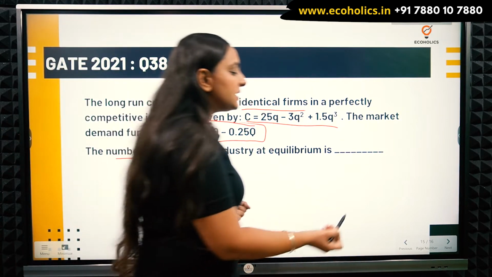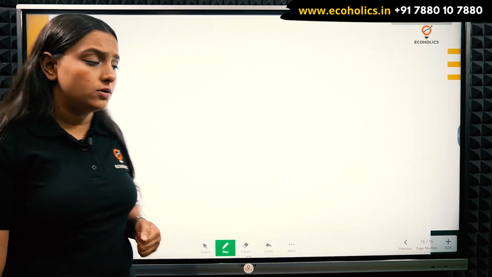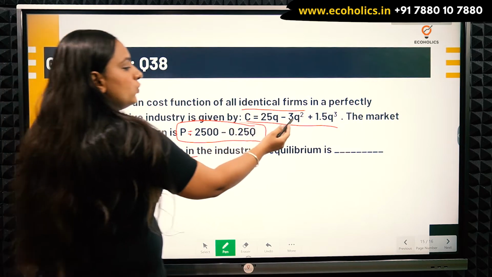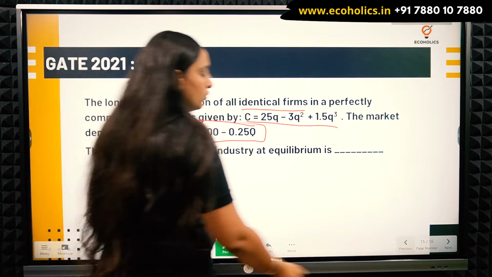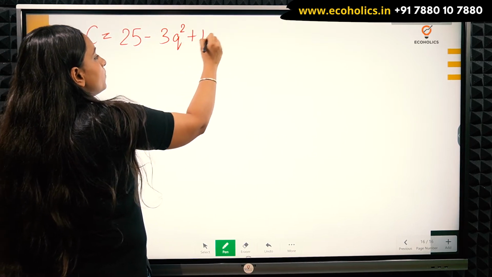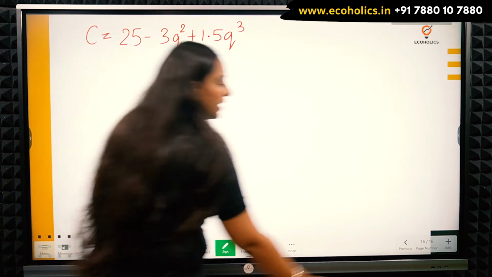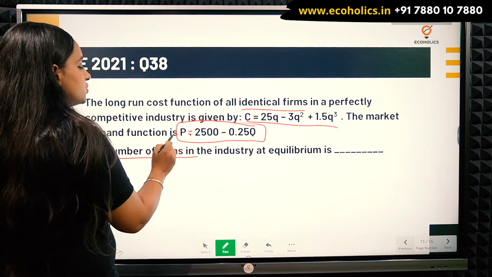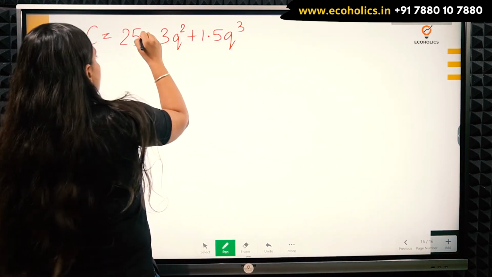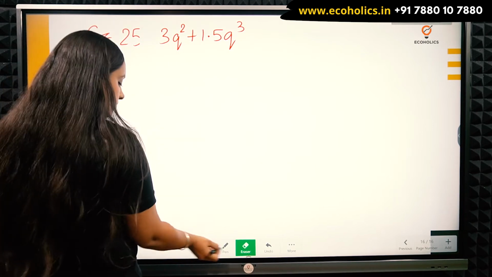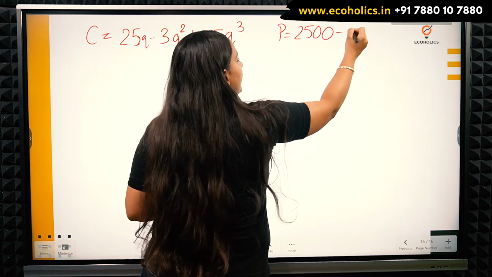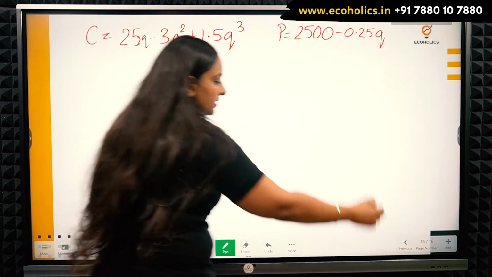For the perfectly competitive firms, I'm going to write the cost function first. So C equals 25Q minus 3Q square plus 1.5Q cube. And the price function also. The market demand function is 2500 minus 0.25Q, so we have a Q here also. That's my price function.